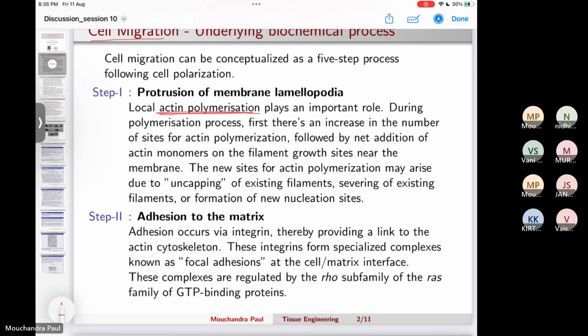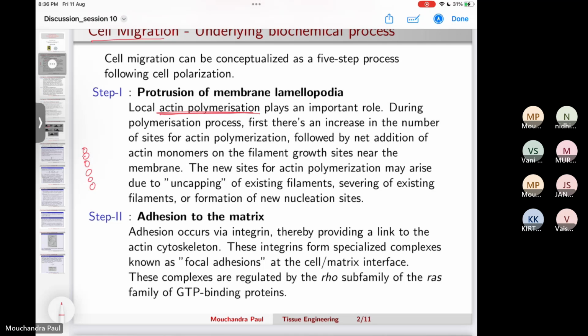So how does this polymerization happen? Usually the open sites to which new actin molecules can bind increase in number. At these new sites, new actin monomers get added. Think of a pearl chain, where each bead is an actin monomer. At these sites the polymerization reaction happens and an actin polymer is formed.